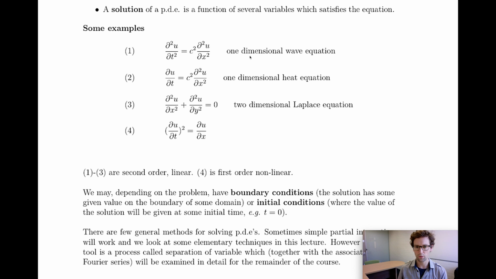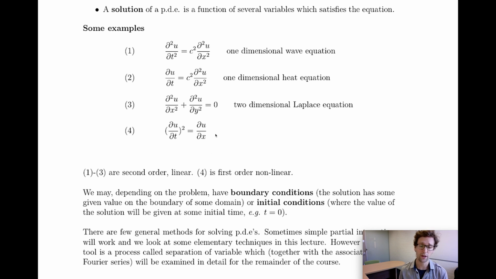Looking at the one-dimensional wave equation, we see that we have a second-order partial derivative with respect to time equals some constant c squared times the second-order derivative with respect to space, with respect to x, the distance. We've got the one-dimensional heat equation, which looks very similar, except it's got a first-order derivative for time. We've got the two-dimensional Laplace equation, which also looks very similar, except instead of having c squared d squared u dx squared, it's got two derivatives with respect to space variables. And then we have a more complicated expression here.